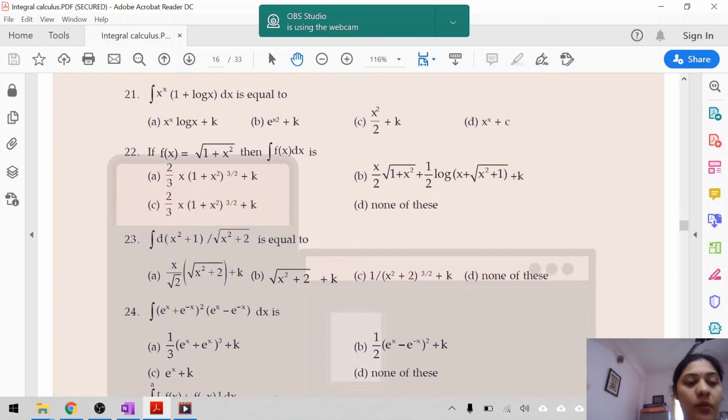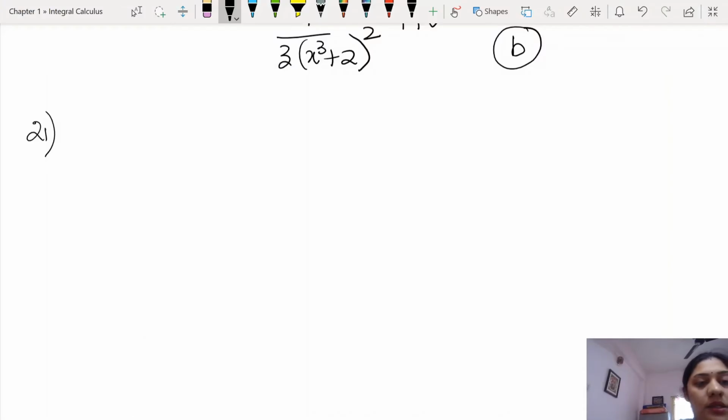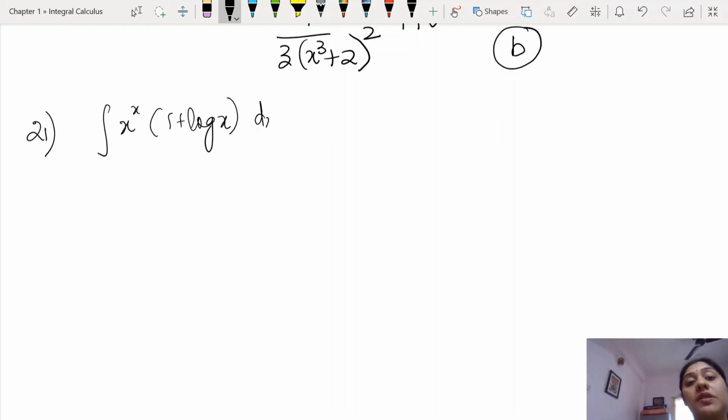Question number 21 says, you have x power x into 1 plus log x. This question I have selected for doing under integration by substitution. When I was going through all the questions, I had to scan for the ones which would fit under substitution. In the examination also, when you look at the questions which pertain to integration, you have to scan these questions and think about it in your head.